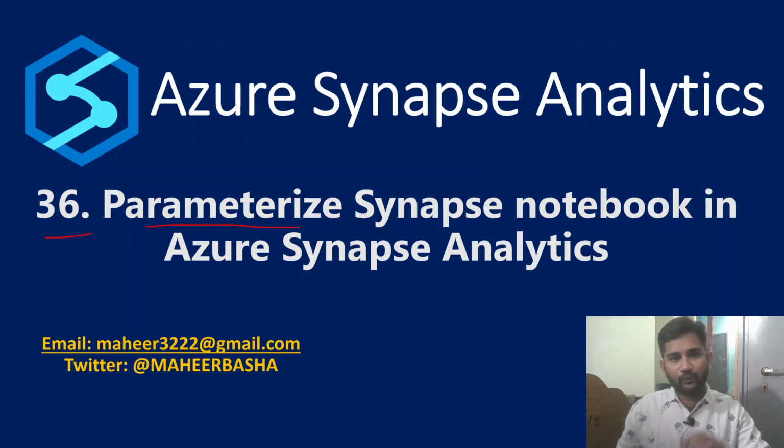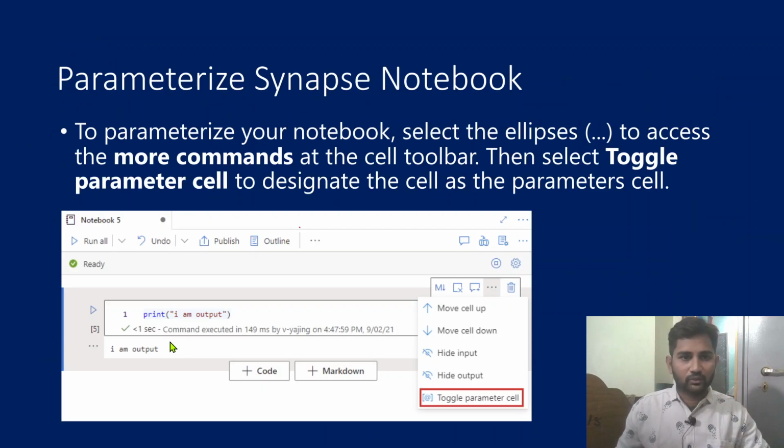In this video, we are going to discuss how to parameterize your Synapse notebooks in Azure Synapse Analytics. To parameterize your Synapse notebook, you should enable this toggle parameter cell. Firstly, you have to understand what I mean when I say parameterizing a Synapse notebook, and then I am going to show you how to practically implement that as well.